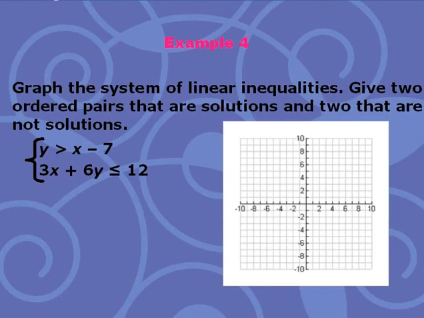Okay, so this comes from lesson 6.6. Graph the system of linear inequalities, and then give two ordered pairs that are solutions and two that are not solutions. So we have three steps that we always follow on these. I'm trying to find a good color to write in.